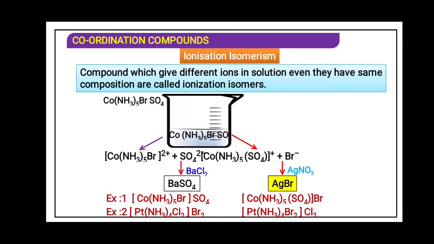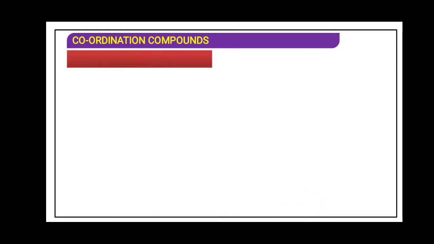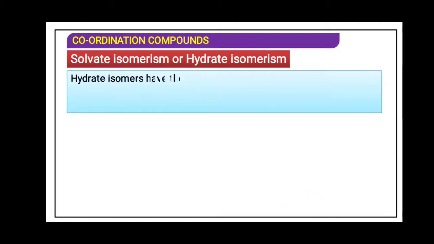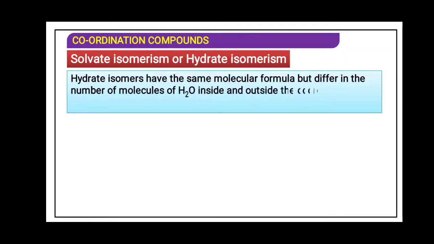Another example: see, Br is exchanging with the chlorine. That is again ionization isomerism. The second one is solvate isomerism or hydrate isomerism. The difference between ionization and solvate isomerism is only that when the exchange of ligand takes place with the help of water, you have to say that it is solvate isomerism or hydrate isomerism.